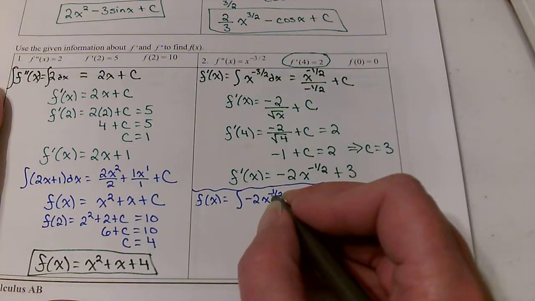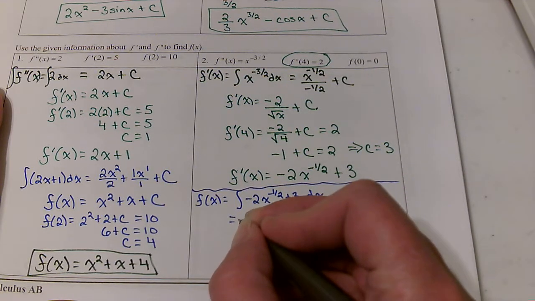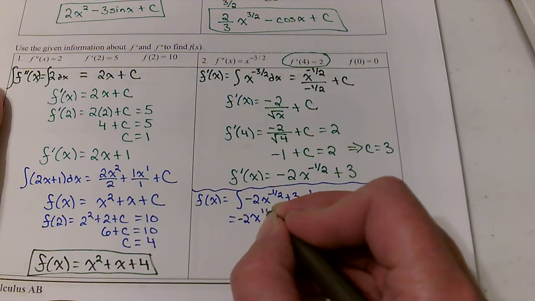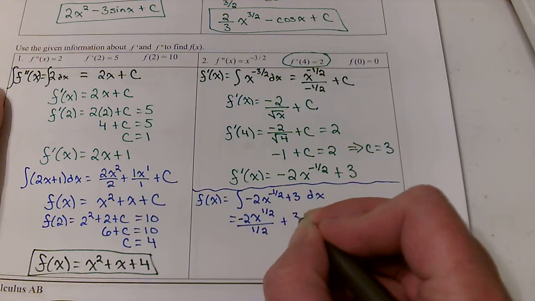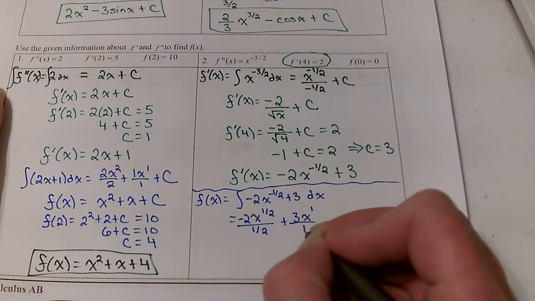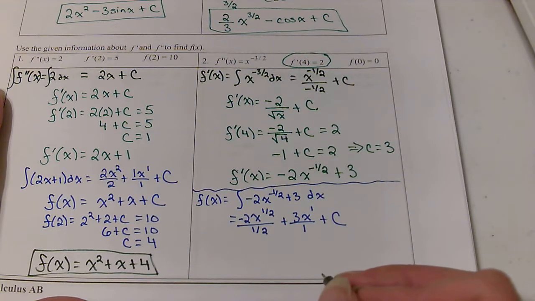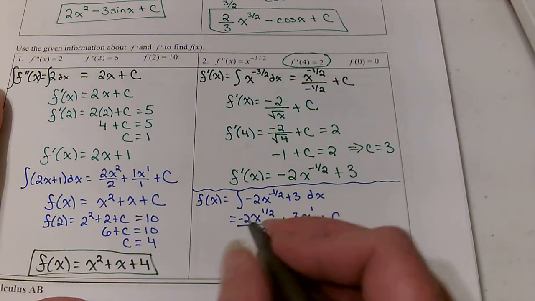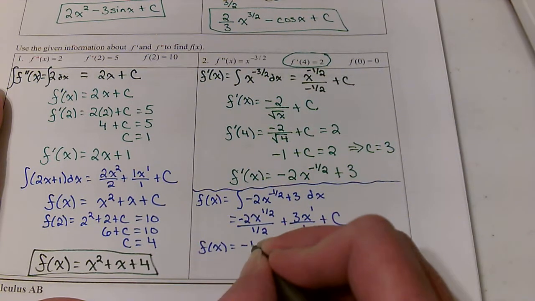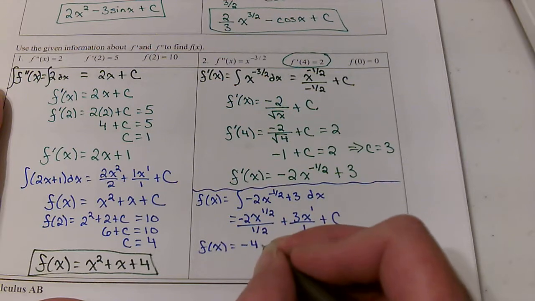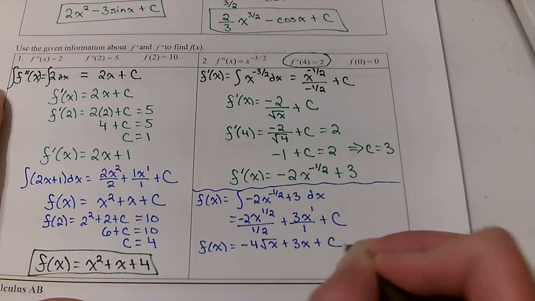So we're going to add 1 to the exponent. Makes it a positive 1/2. Divide by the new exponent. It's going to be 3x to the 1 divided by the new exponent plus another constant c. Well, dividing by 1/2 is the same as multiplying by 2. So this is negative 4 x to the 1/2, or square root of x, plus 3x plus some constant.